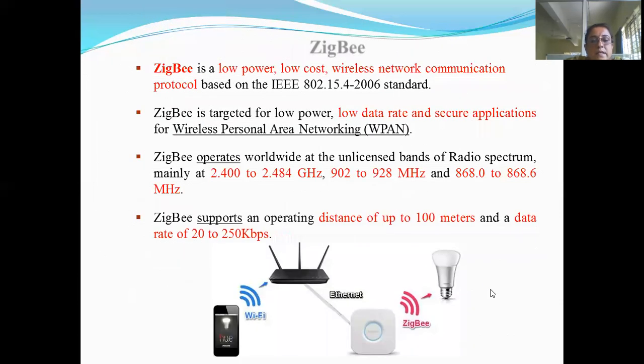Next we have Zigbee. Most embedded systems go for Zigbee technology. It is low cost, low power, and a wireless network communication. Here the protocol used is IEEE 802.15.4 2006 standard, right? It is also a secure communication for the wireless personal area network where the range is up to 100 meters and the data transmission can happen at 20 to 250 kilobit per second.